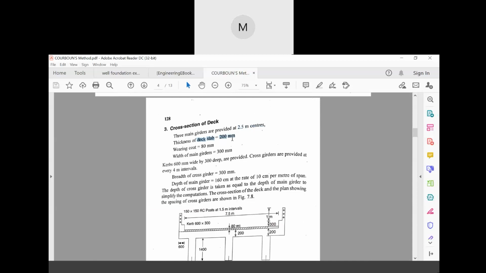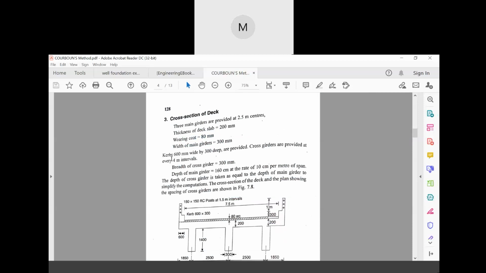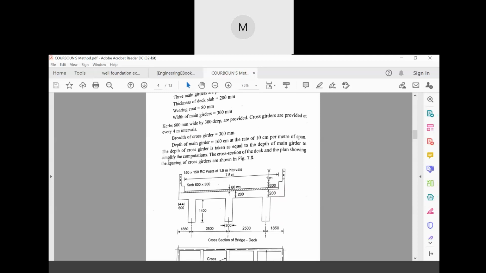Generally for our slab it is 150 mm, right, in the concrete cases. But this is a bridge structure, so we have increased it by 50 mm more. That is why it is 200 mm. Now the wearing coat is always 80 mm. You all know it from the main. Now the width of main girders is considered as 300 mm.